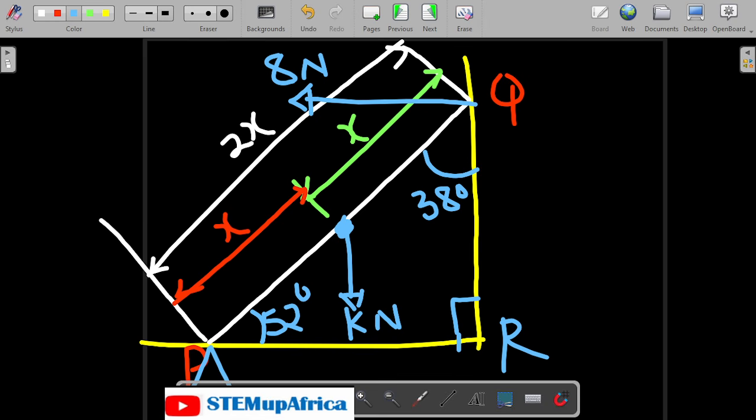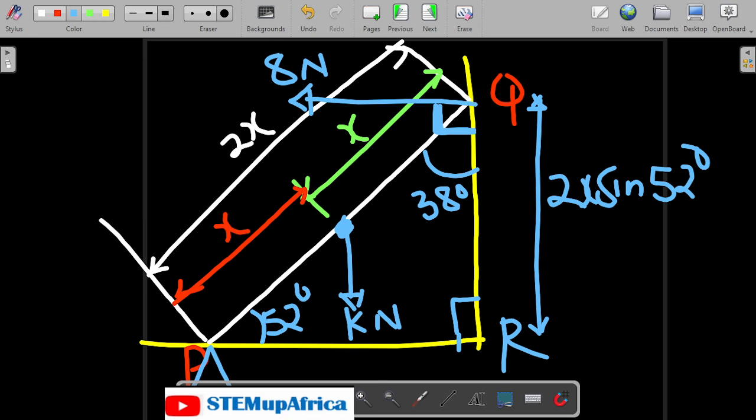So you know what moment is. Moment is the product of force and perpendicular distance. I've done some videos on moment; you can go to our YouTube channel and watch them. This force of 8 Newton is perpendicular to the wall in this manner. That means I need to get the distance from Q to R by applying SOHCAHTOA. From Q to R, opposite over hypotenuse, gives us 2x sin 52 degrees, because the hypotenuse is 2x and the angle is 52 degrees.